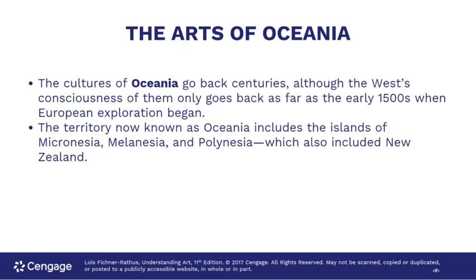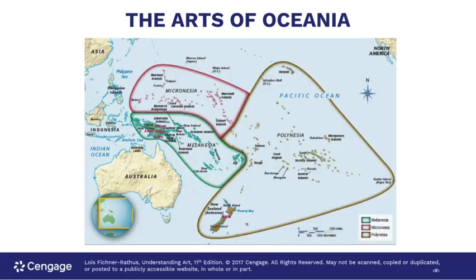Okay, and now we're moving over to the arts of Oceania. So the cultures of Oceania go back centuries, although the West's consciousness of them only goes back as far as the early 1500s when European explorers had contact with them. The territory now known as Oceania includes the islands of Micronesia, Melanesia, Malaysia, and Polynesia, which includes New Zealand. So here is Polynesia, Melanesia, and Micronesia.